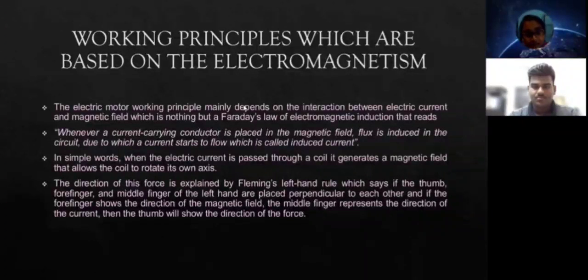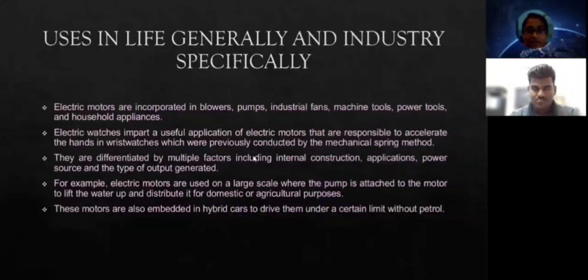The direction of this force is explained by Fleming's left-hand rule, which says if the thumb, forefinger, and middle finger of the left hand are placed perpendicular to each other, and if the forefinger shows the direction of the magnetic field and the middle finger represents the direction of the current, then the thumb will show the direction of the force. So this is a diagram based on Fleming's left-hand rule. And moving to the uses in life generally and industry specifically.